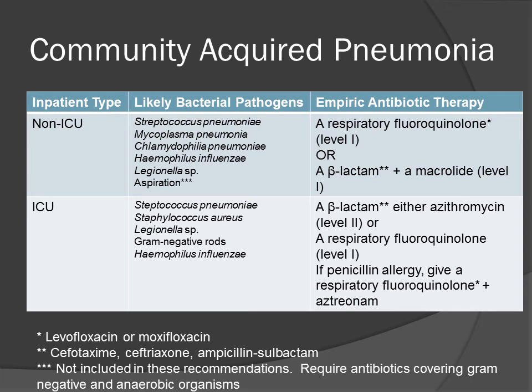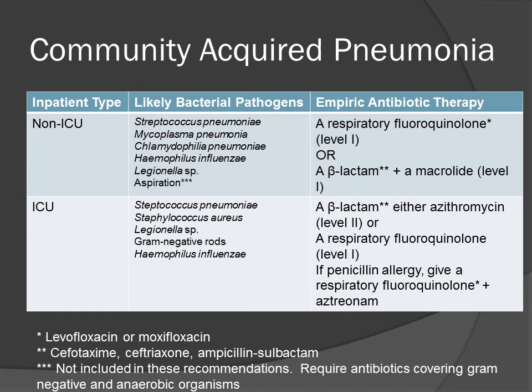If your patient has non-ICU pneumonia that you think is due to aspiration, it's not included in the CAP recommendations. They're going to require antibiotics that cover gram-negative and anaerobic organisms, since basically you've inhaled gastric contents.